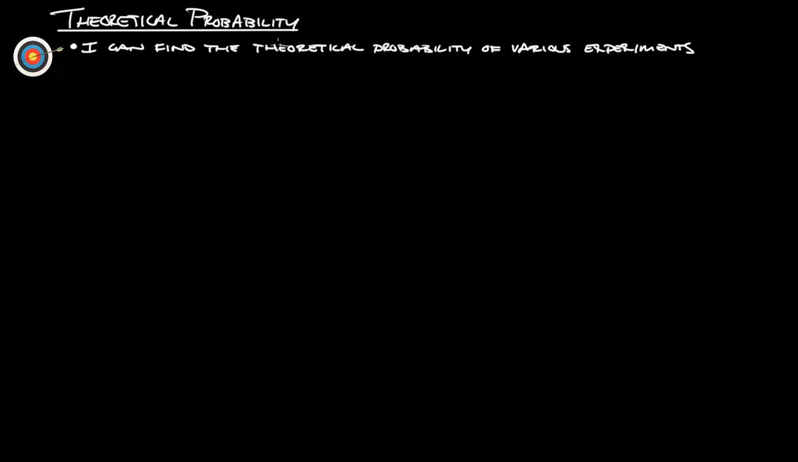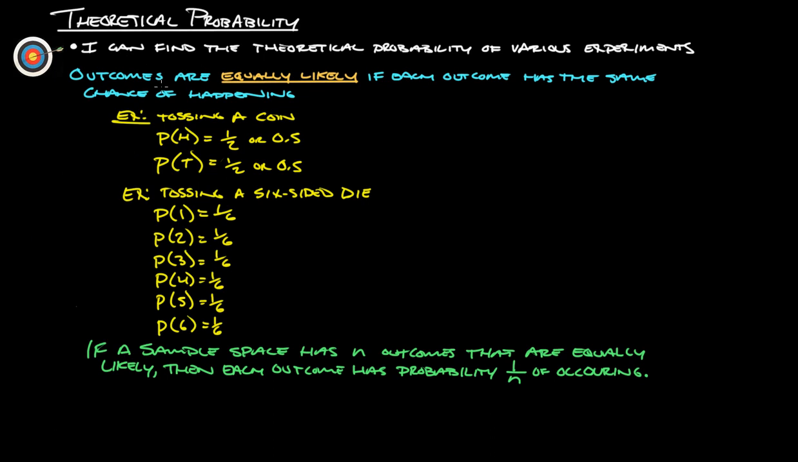I'm going to take you through the notes on theoretical probability. At the end of this, you should be able to say, I can find the theoretical probability of various experiments. Outcomes are equally likely if each outcome has the same chance of happening. For example, tossing a coin, probability of getting heads is 1/2, probability of getting tails is 1/2. So there's a 50-50 chance of getting either one of those.